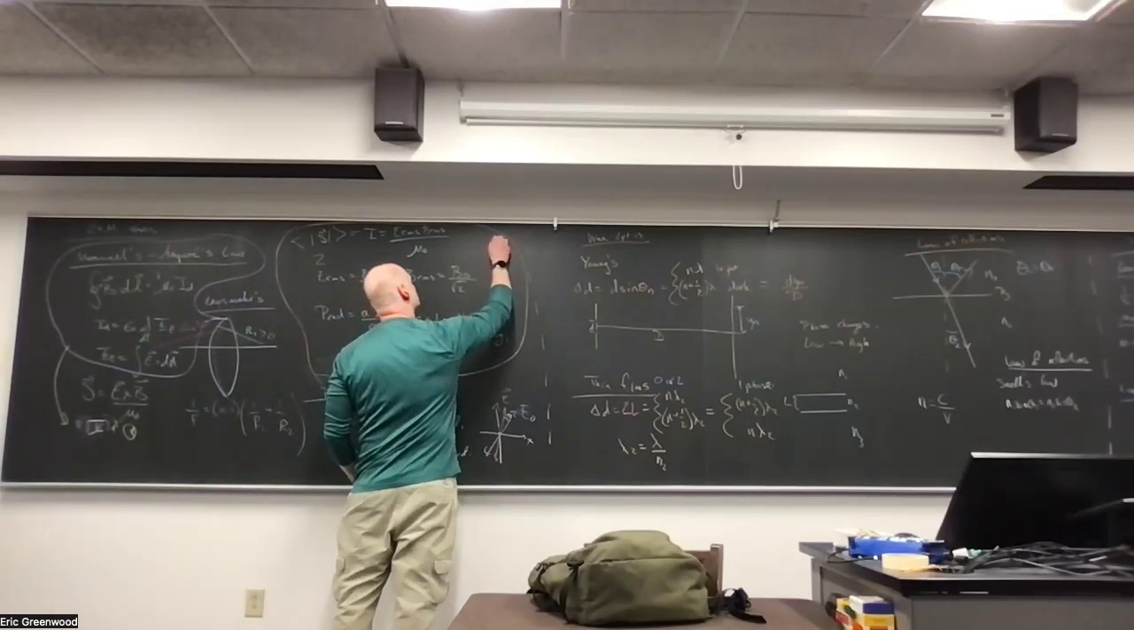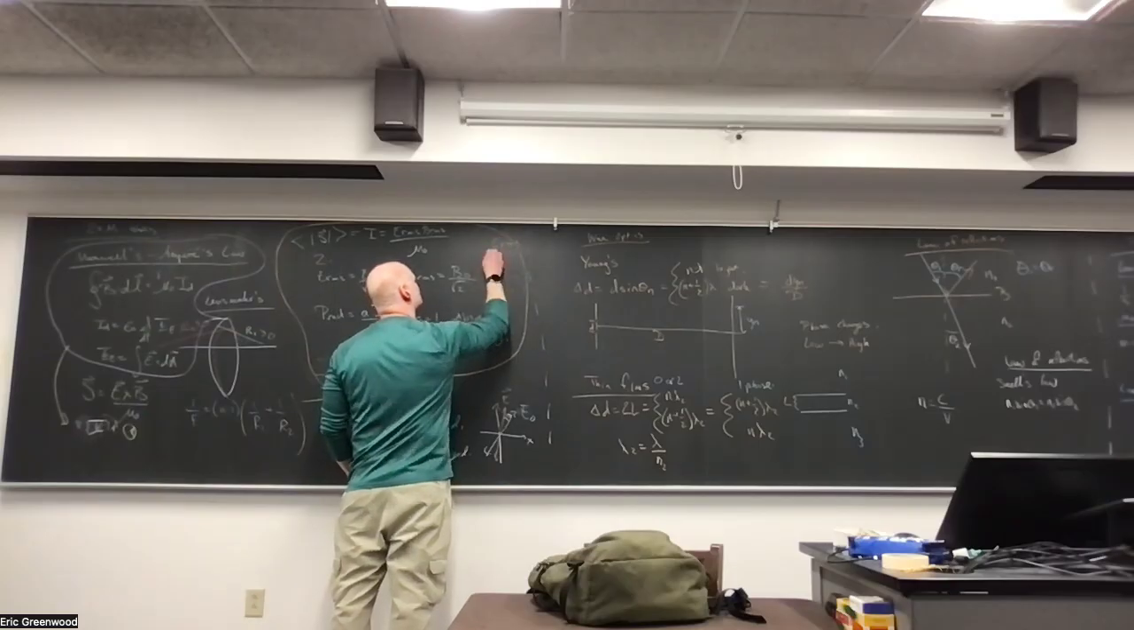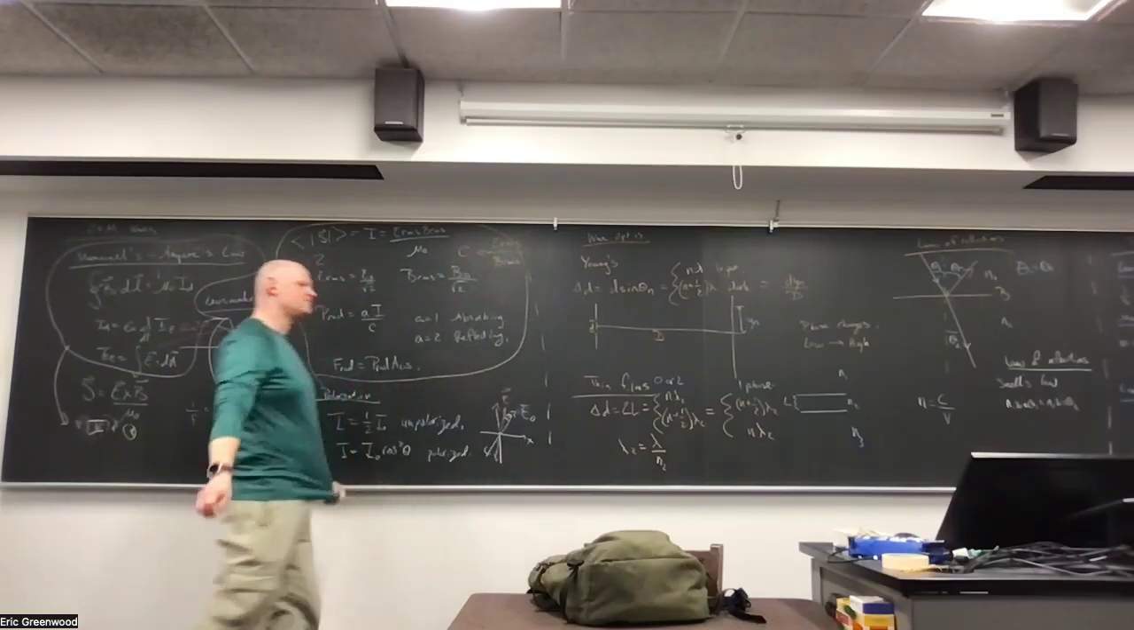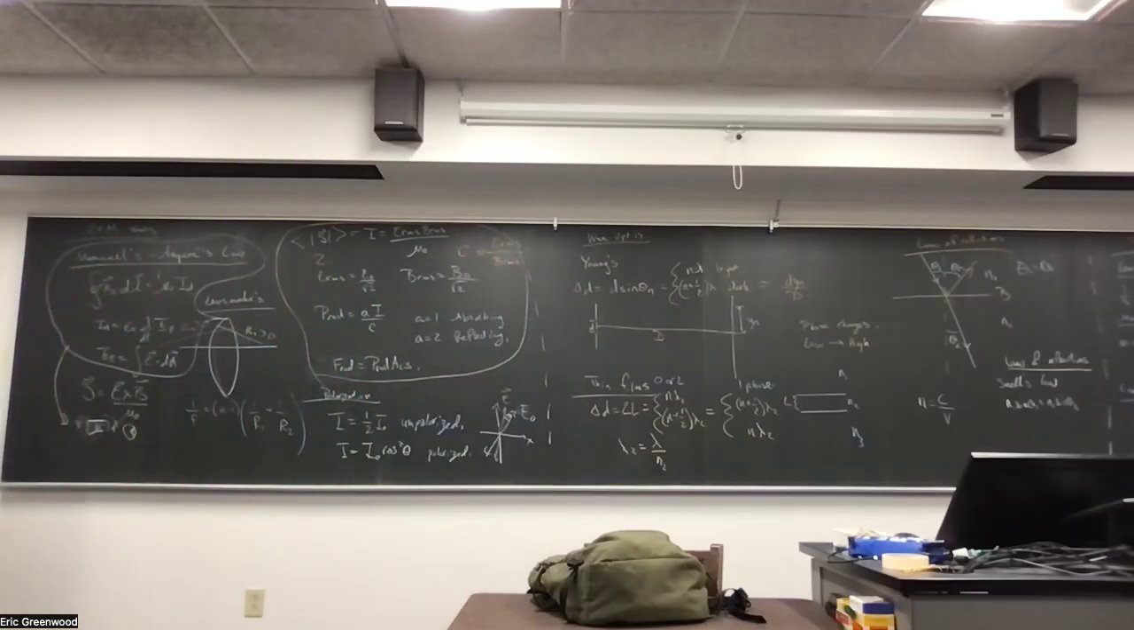One other thing I'm going to add here is remember that the ratio of the RMS electric field to the RMS magnetic field is equal to the speed of light. So that's one extra thing I'm going to add on there. So that's the relationship between the two of those.